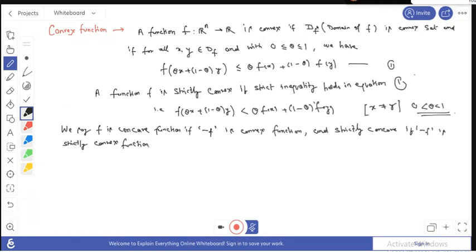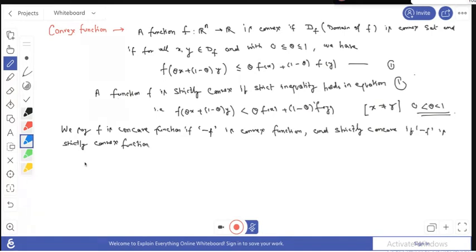First of all, the domain in which the function is defined should be convex. Okay, so this is how our convex function should be. So let's see what is the geometrical representation or geometrical meaning of this equation number 1. Okay, so here we try to draw the graph of this equation number 1.